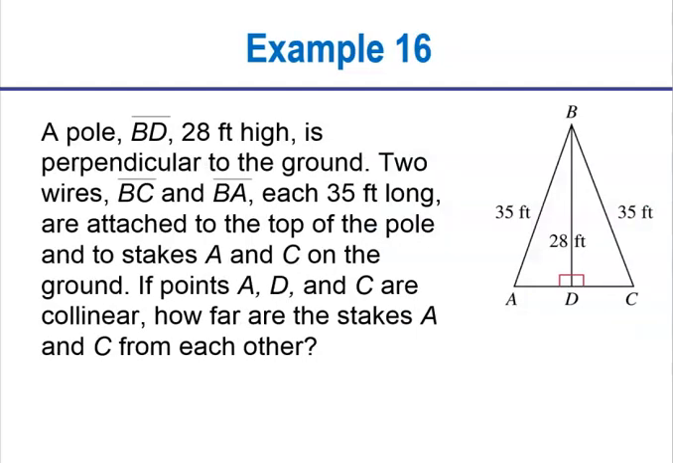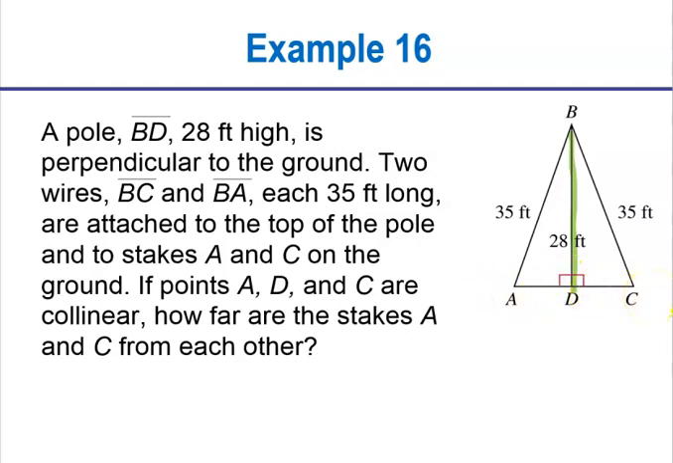It says a pole BD is 28 feet high, and it's got it labeled for us. There's our pole right there. It's perpendicular to the ground, so that's why the right triangle notation. Two wires BC and BA, which look like guy wires, each 35 feet long, are attached to the top of the pole and to stakes A and C on the ground. If points A, D, and C are collinear, remember what that means: they all lie on the same line. So A, D, and C all lie on the same line.